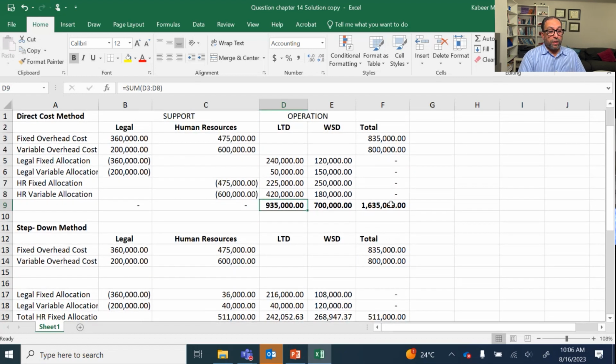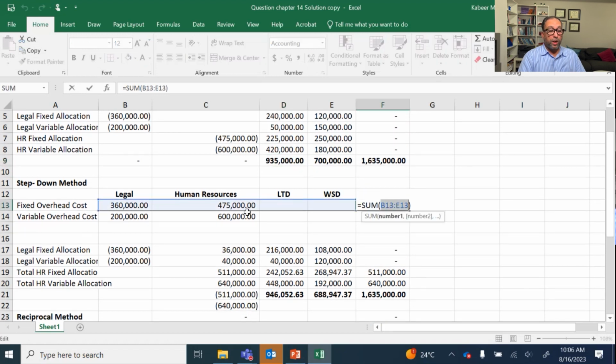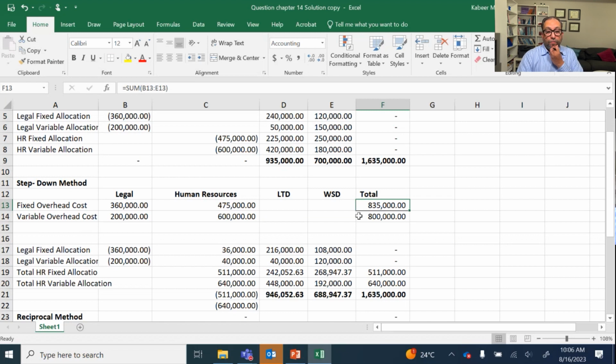If we apply the reciprocal method, the step down method, for this formula, we see here that these are the two costs we want to distribute among the LTD and WSD. So we first distribute the legal department cost towards the human resource, and LTD and WSD. And you see here the formula. What we did, B13, is this fixed cost, times 0.1, because 10% is going to be distributed to this, then 0.6, which is 60% to this, and 0.3, which is 30% to this. The variable cost we distribute according to 20%, 20%, and 60%. So this is the way.